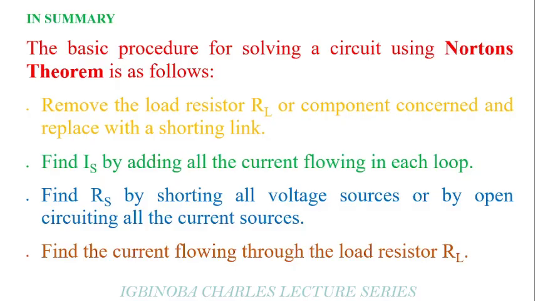1. Remove the load resistor or component concerned and replace it with a short link. After you've done that, you find I_S by adding all the current flowing through the load. After that, you find R_S by short-circuiting all voltage sources or by open-circuiting all current sources. After that, you find the current flowing through the load resistor that is required in the circuit. So those are the basic things you need to do in order to apply Norton's theorem in solving a particular circuit.